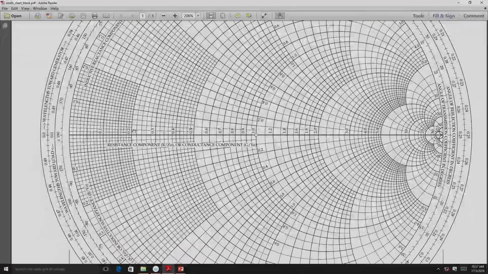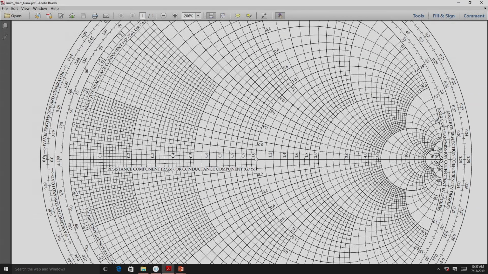Similarly, if you move counterclockwise, it is wavelength towards load. Please note that its 0 starts from here and then it increases this way, whereas for wavelength towards generator, here is the 0 and wavelength increases in this way. And finally, this whole Smith chart covers lambda by 2.